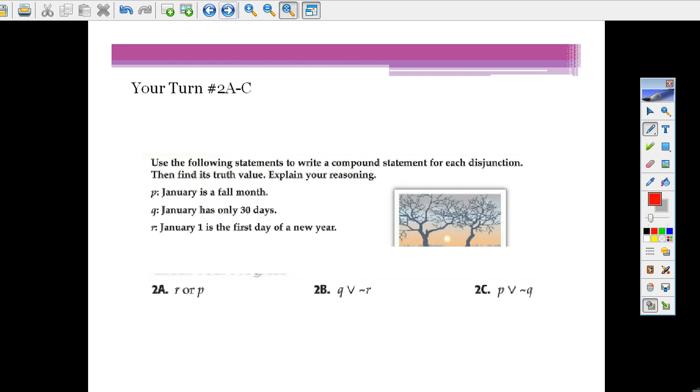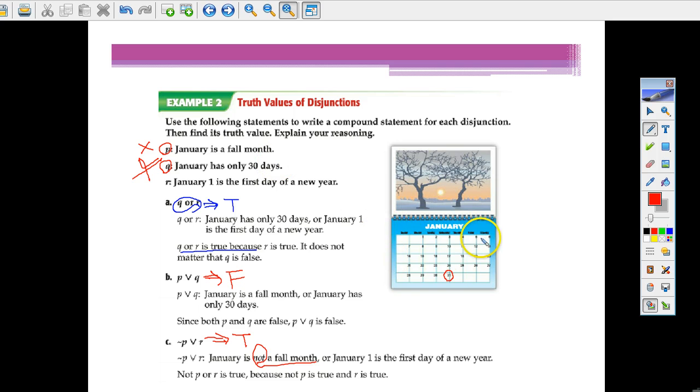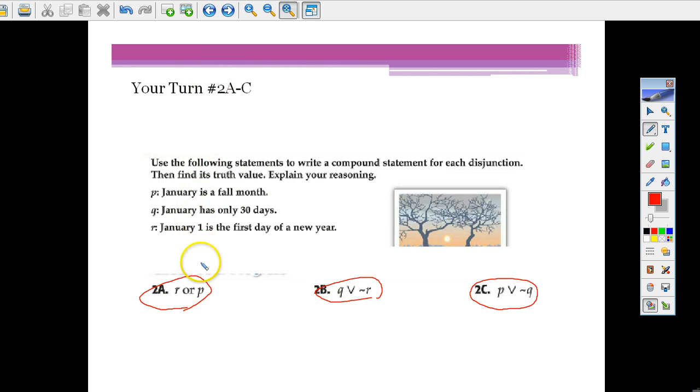So using the same calendar, which you can't see here, let's go back. Go ahead and write these problems down on a separate sheet of paper. After you're done with that, you can use this calendar if you need to. You do the same thing and tell me if it's true or false.